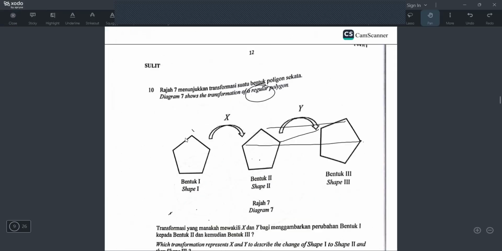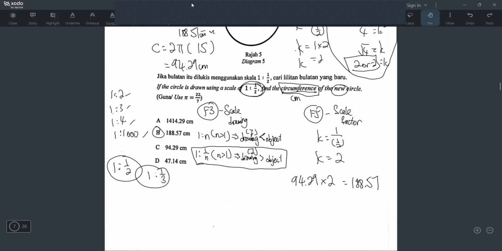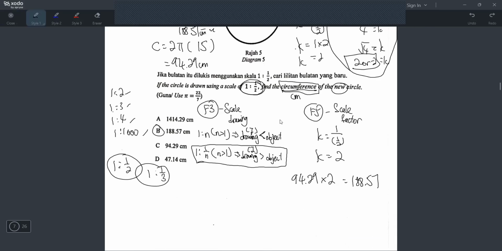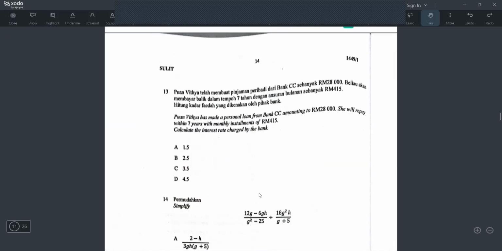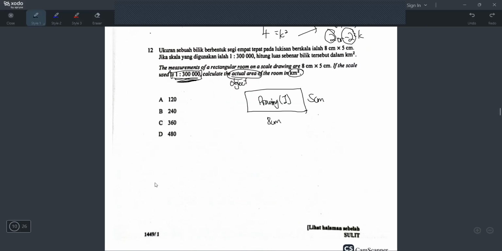I can go back to my question 8 again, where I explained just now. You can use the Form 3 method or the Form 5 method. But for the Form 3 method, you have to memorise this: if 1:n and your n is bigger than 1, it means your drawing size is smaller than the object. But if it's 1:1/n and your n is like 2, 3, 4, 5, 6, bigger than 1, it means your drawing will be bigger than the object. So if it's 1:300,000, which one is it? Your n is bigger than 1, so it's this one. It means your drawing will be smaller than the object. So let's go back here. 1:300,000. Same thing.